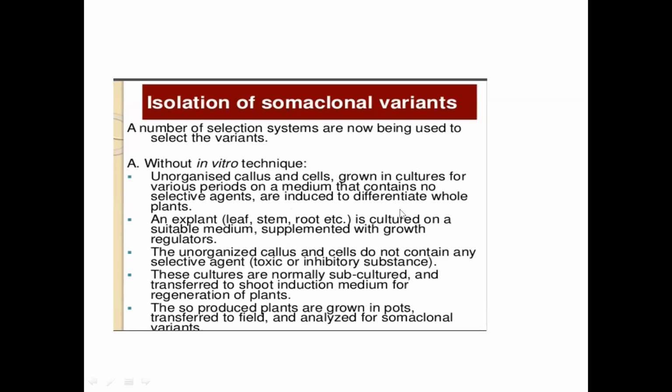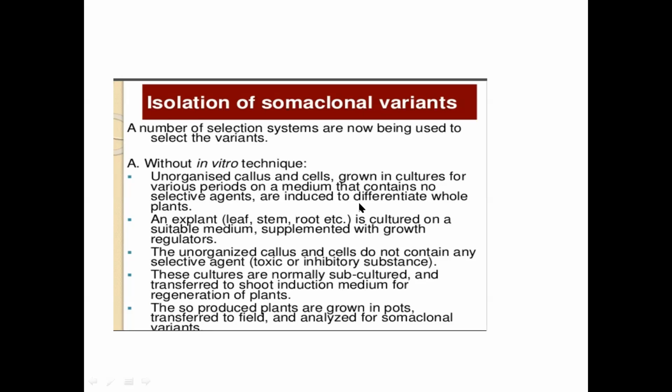Okay, so they are first developed into the whole plant, and then you add the particular chemical or resistant for which you are developing resistant into the medium. So the explant is cultured on a suitable medium supplemented with growth regulators, and the callus and cells do not contain any selective agent, that is toxic or inhibitory substance. These cultures are normally subcultured, transferred to shoot induction for regeneration. Now this produced plants are grown in pots, transferred to field and analyzed for somaclonal variants.